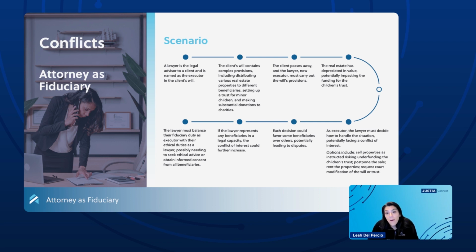The lawyer now has to balance their fiduciary duty as executor with their ethical duties as a lawyer working on the estate administration, and they might need to seek outside ethical advice or obtain informed consent from all beneficiaries. Again, this is a pretty waivable conflict we have here, kind of a softball, but essentially you're going to want to obtain informed consent from beneficiaries about this conundrum that you're in.